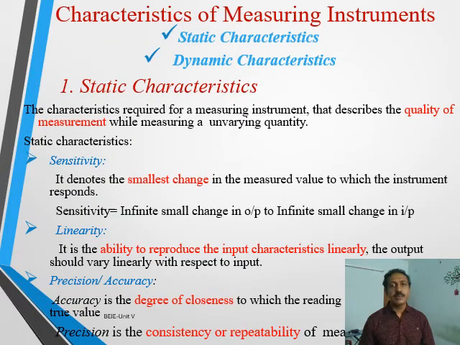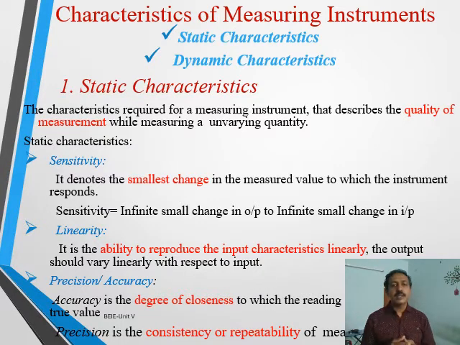Next, we shall see about the characteristics of measuring instruments. There are two types of characteristics. One is static characteristics and the other is dynamic characteristics. What is meant by static characteristics? It is the characteristics that is required for any measuring instrument while measuring an unvarying quantity, or it is the quality of the measuring instrument required while measuring a constant quantity.